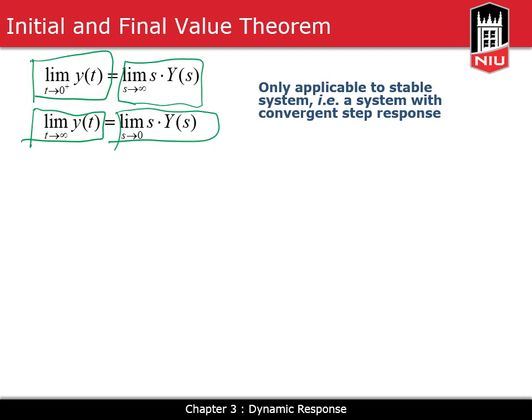Most of the time we already know the initial value of a function or the response of the system, but we don't know what is the final value. What happens after all the transitions happen in the response? What happens after everything settles down? Is it going to give us a constant value, and what is that constant value?